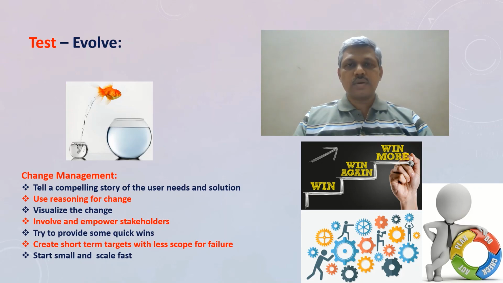See, even if in the first step there is a small failure, then the entire story is going to be corrupted. So we need to be very careful in that and create short-term targets with less scope for failures, and we should start small and scale fast. We should start very small with small things, and gradually we should move and scale up to the entire solution. That's how we need to plan. So this is how we need to achieve the change management process, and ultimately we should be able to succeed.